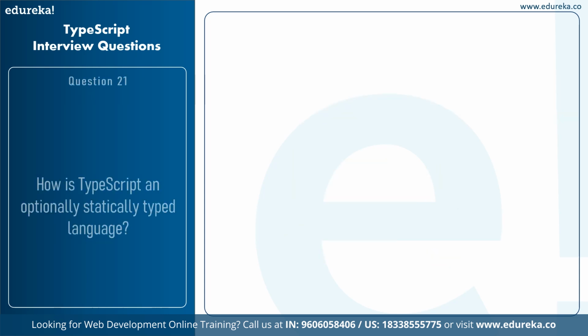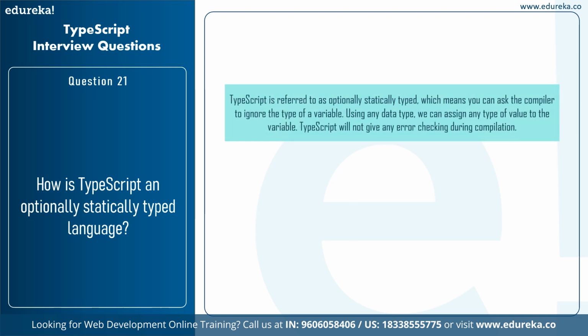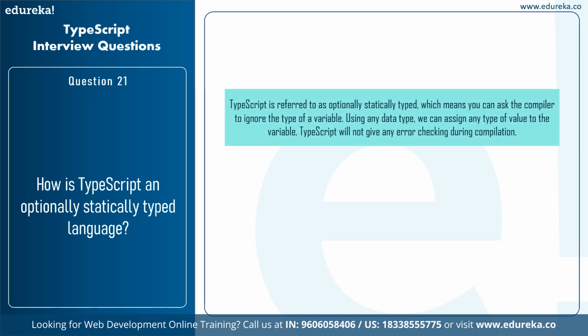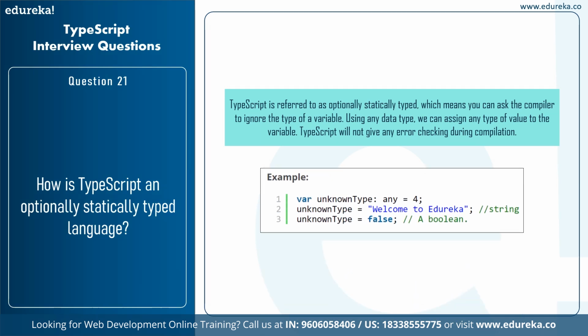Now moving on, how is TypeScript an optionally statically typed language? Now TypeScript is referred to as optionally statically typed, which means you can ask the compiler to ignore the type of a variable. Using any data type, we can assign any type of value to the variable. So TypeScript will not give any error checking during compilation. So now here is an example. We take the var keyword and then an unknown type and pass anything. So basically here you can pass any value.